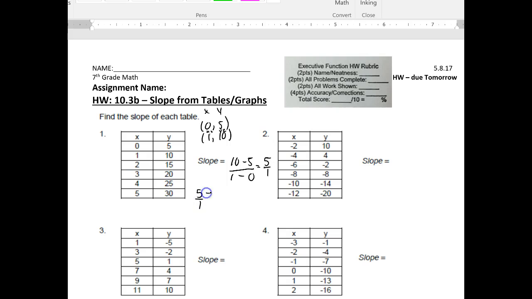So what does this mean? I do want you to write this down. Here's your answer. But then I do want you to write down what 5 over 1 means. It means move 5 up and move right 1.